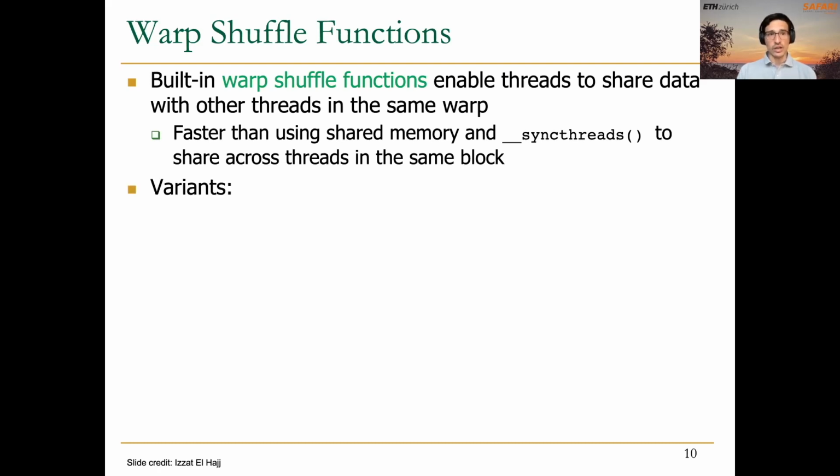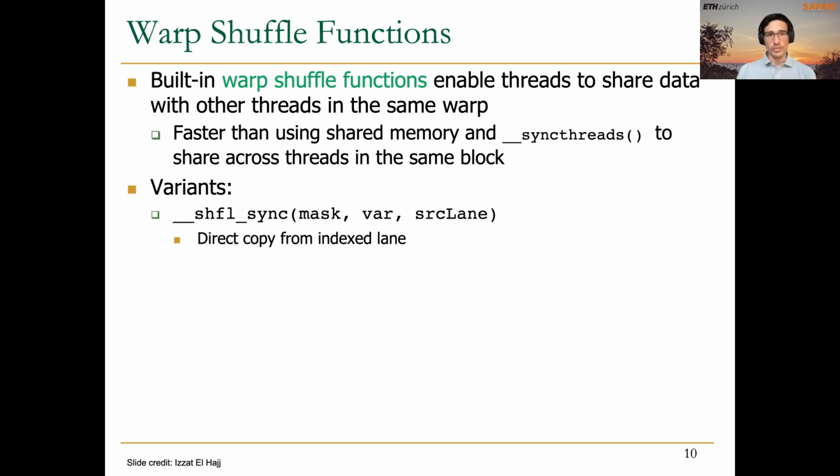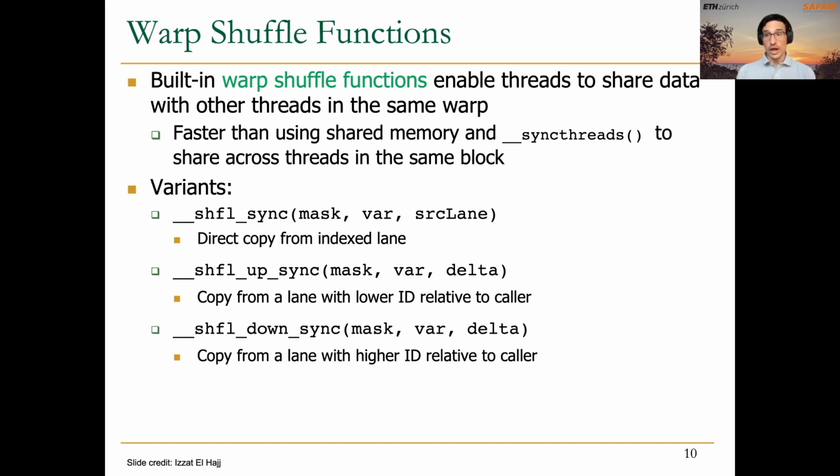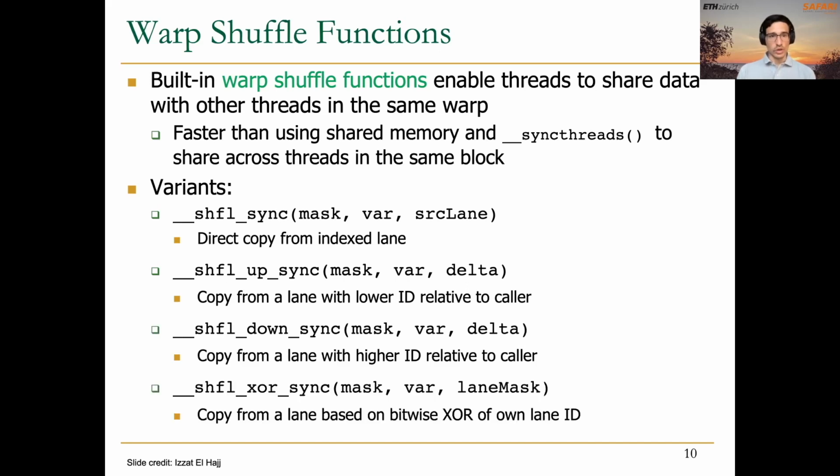And there are different variants of these warp shuffle functions. There is, for example, shuffle sync to perform a direct copy from the indexed lane. There is shuffle up sync to get the value from a thread with a lower ID, shuffle down sync for a higher ID, or shuffle xor sync based on a bitwise XOR of the own lane ID.